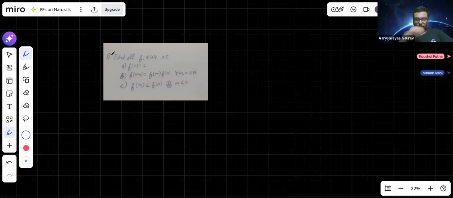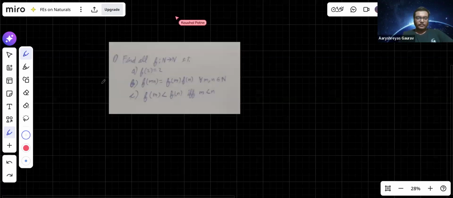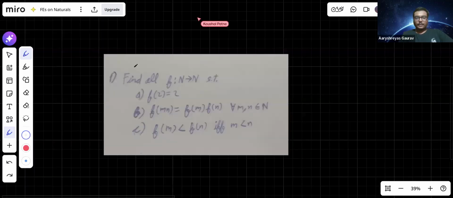So this is going to be our first problem to discuss. The problem says that we have a function from natural numbers to natural numbers such that f of 2 is equal to 2, and f of m times n is equal to f of m times f of n for all m and n naturals, and the third condition is simply that the function is increasing.